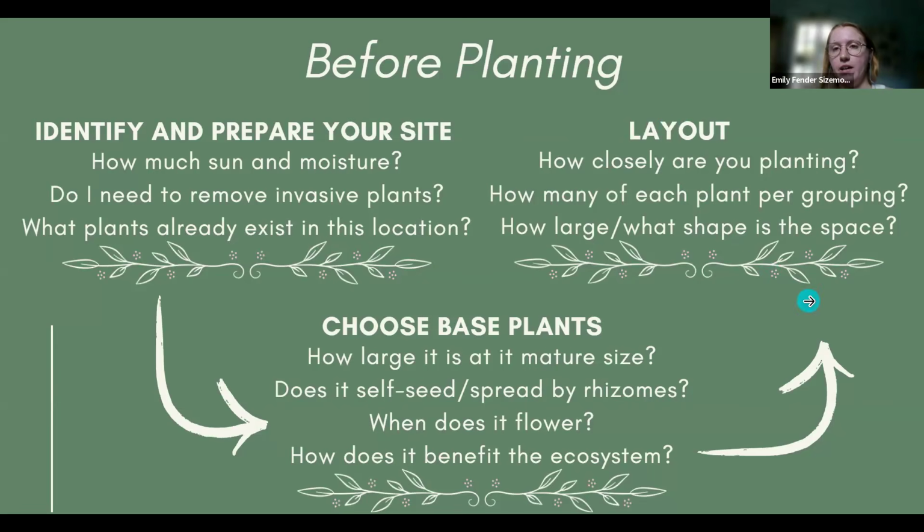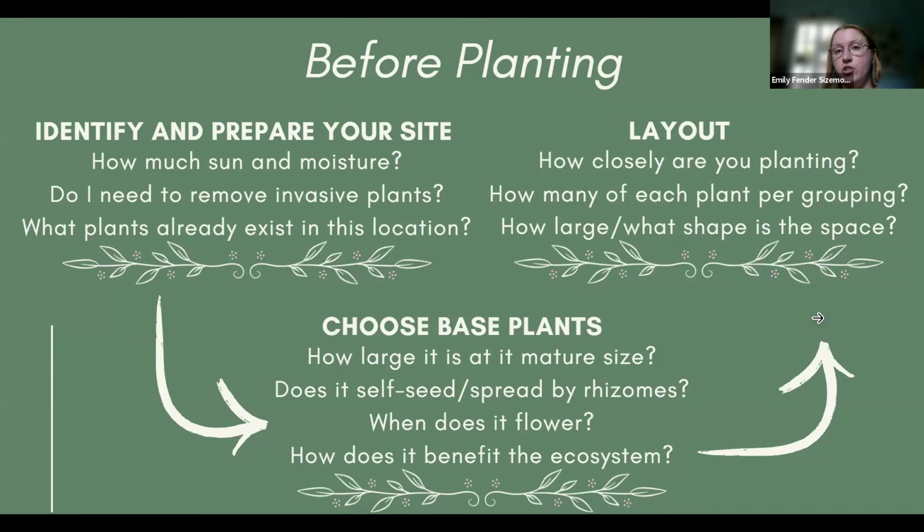And then finally, layout. So how closely are you planting things together? How many of each plant per grouping? And how large and what shape is that space? So when we're thinking about how close to plant, there are different choices.